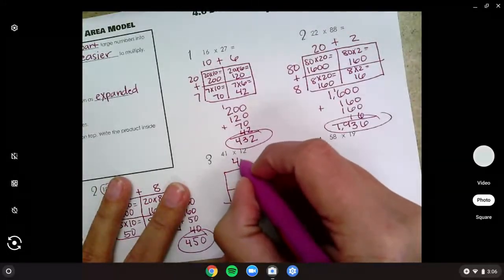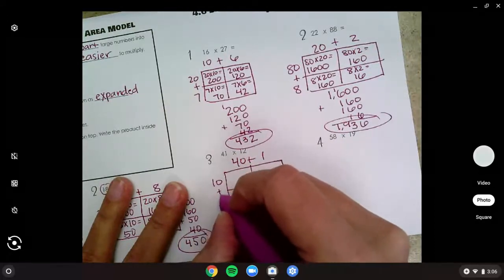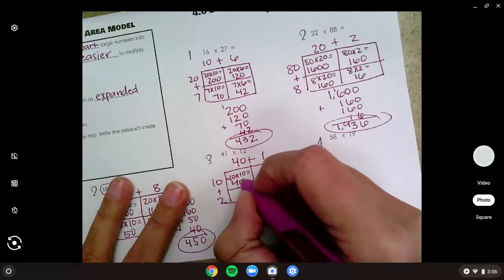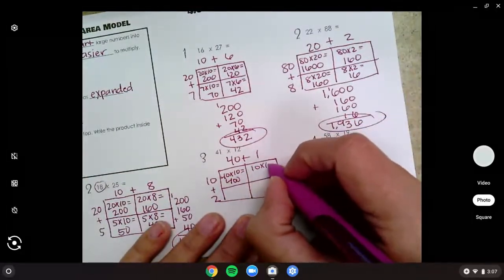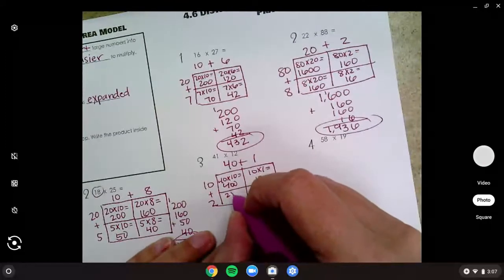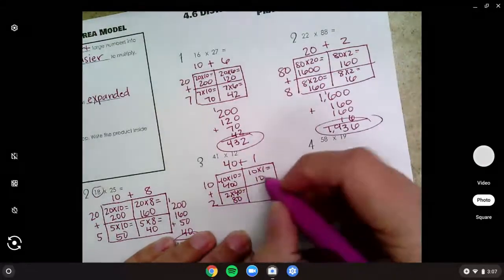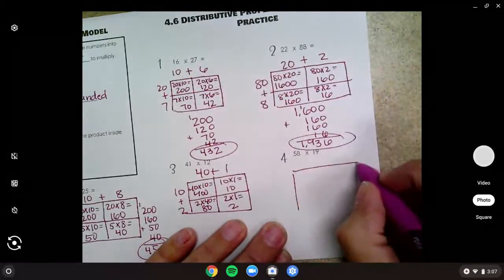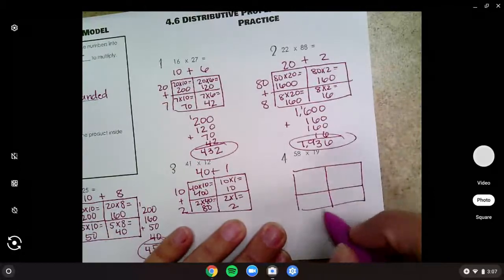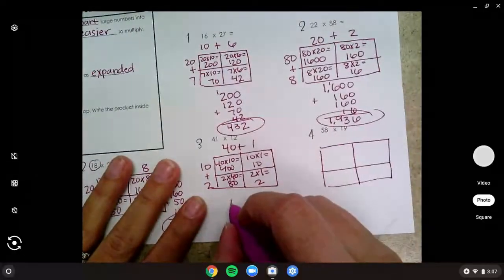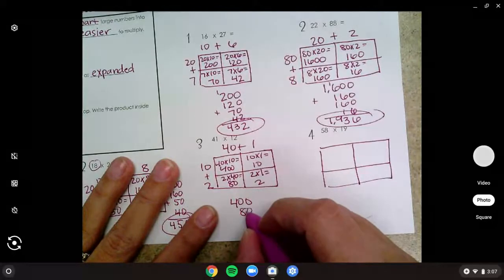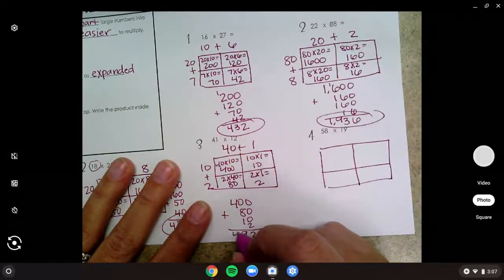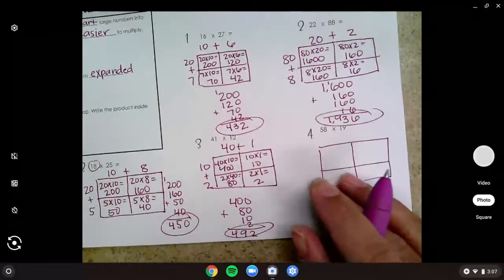You should have gotten 40 plus 1 and 10 plus 2. 40 times 10 equals 400. 10 times 1 equals 10. 2 times 40 equals 80. And 2 times 1 equals 2. All right. Oh, I didn't finish that one, did I? I didn't add them up. So 400 plus 80 plus 10 plus 2. 2, 9, and 4. 492.